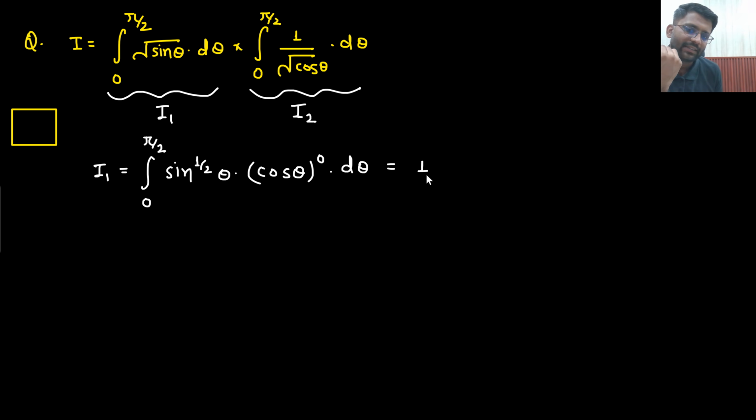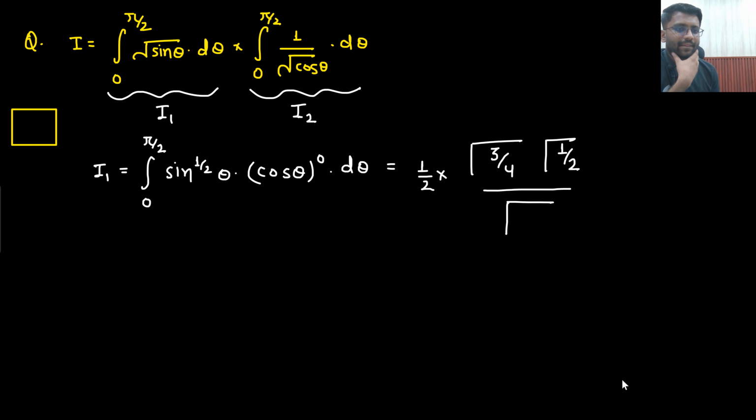Now what is the formula? The formula is 1 by 2 multiplied by gamma of (m plus 1) by 2. 1 by 2 plus 1 will be 3 by 2, divided by 2 will be 3 by 4. Then gamma of (n plus 1) by 2. n is 0 plus 1 by 2, that will be 1 by 2, divided by gamma of the addition of both of them. 3 by 4 plus 2 by 4 would be 5 by 4. This is the answer you are getting. Is that clear to you?